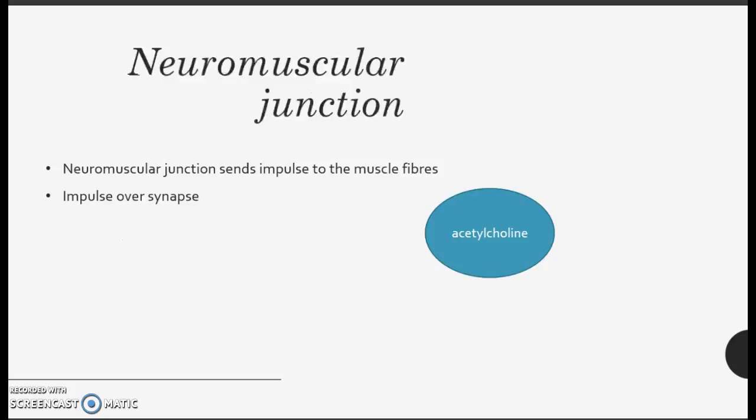The neuromuscular junction sends its impulse to the muscle fibers. This impulse is sent over the synapse. The impulse stimulates calcium to the vesicles containing the chemical here, ACH. ACH travels across the synapse and enters receptor sites, which are on the actin.